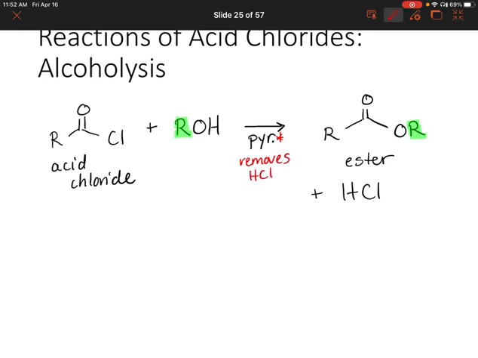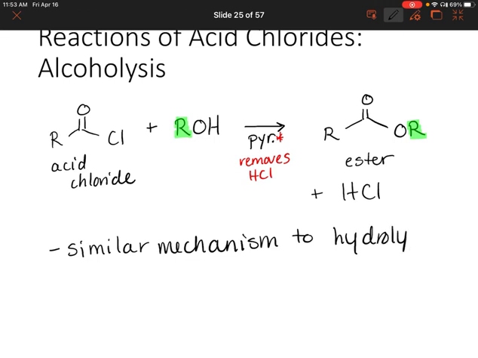Now, this mechanism is similar to hydrolysis, so we're not going to go through the whole mechanism for alcoholysis. Again, this has a similar mechanism to hydrolysis, which we just saw on the last slide.